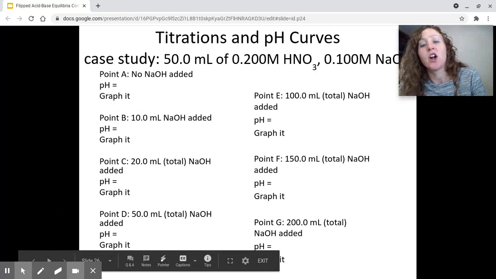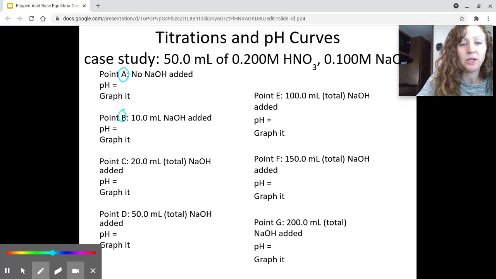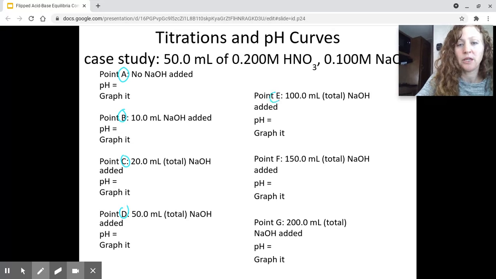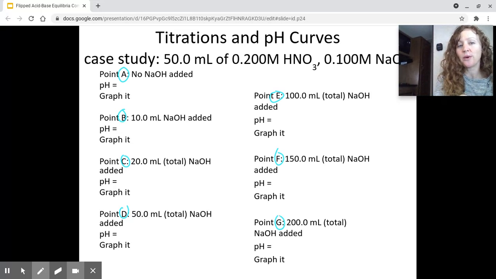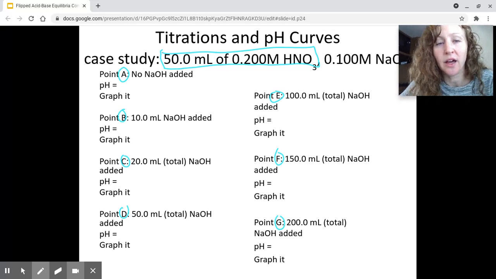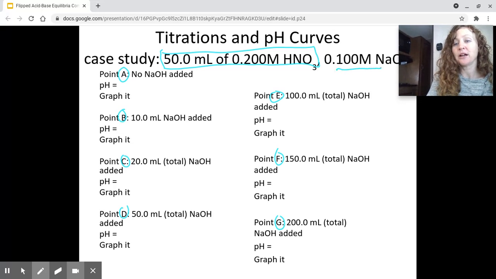Here are all the points we're going to talk about. So here's point A, point B, point C, point D, point E, point F, point G. Notice at all of these points, we always have the same volume and molarity of nitric acid. We always have the same molarity of sodium hydroxide. Those things are consistent. The thing that's changing is our volume of sodium hydroxide. It is changing every single time.